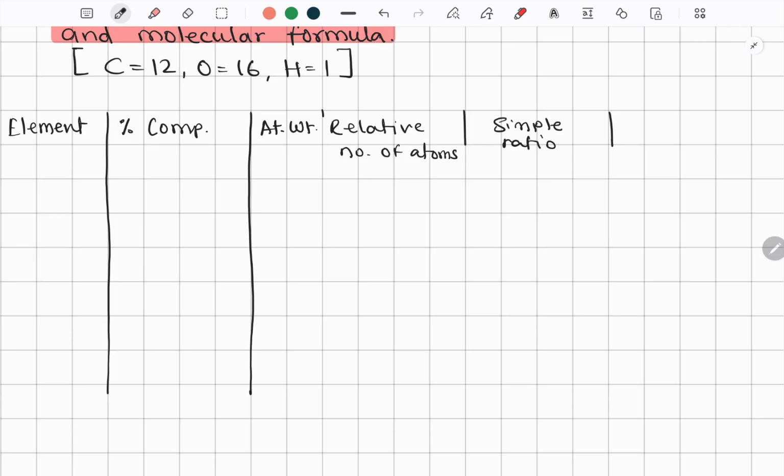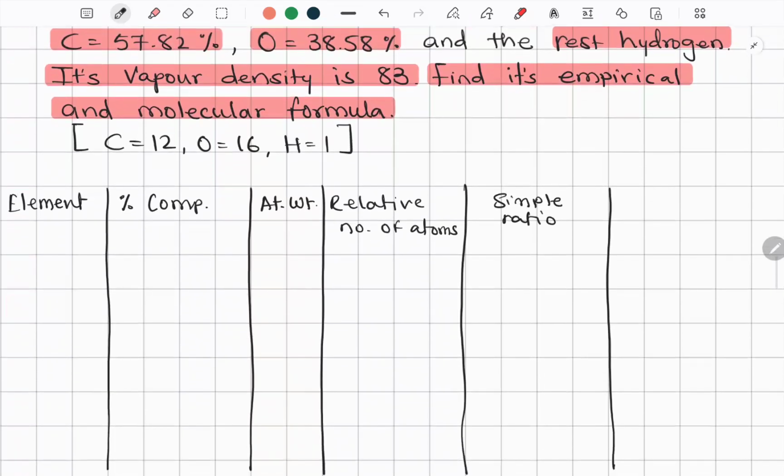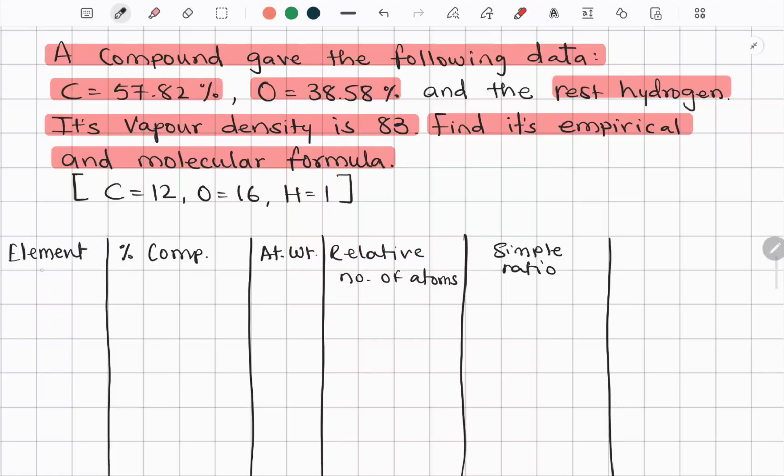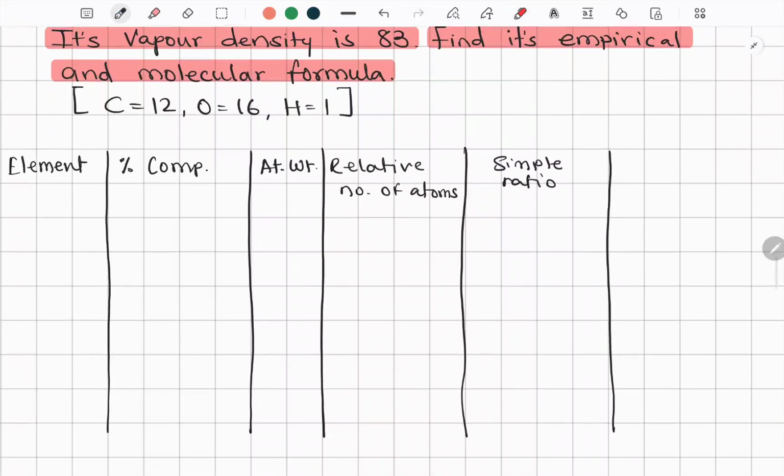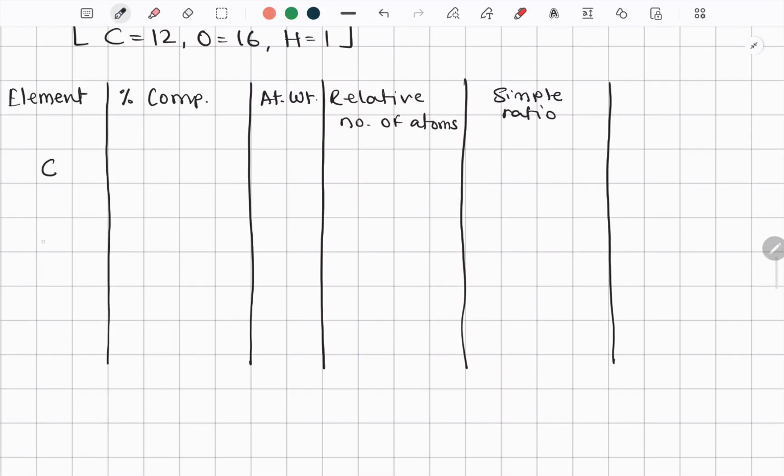Okay, so let's make the table properly. There we go. Yeah, perfect. So the thing is, first we have to write the elements. How many elements do we have over here? We have carbon, oxygen and hydrogen. So we're going to write down carbon, oxygen and hydrogen.